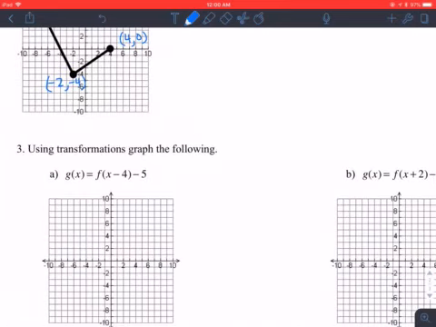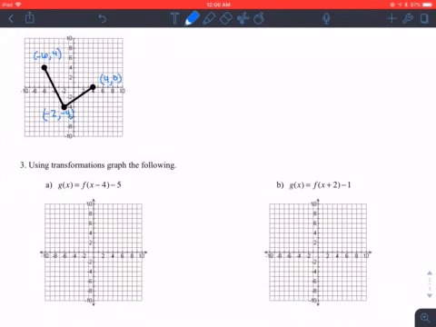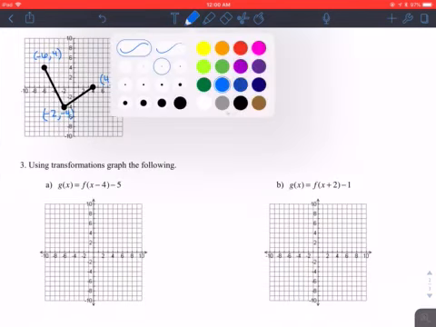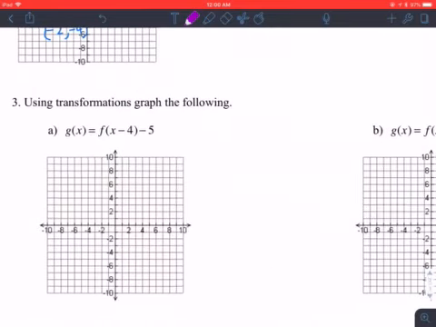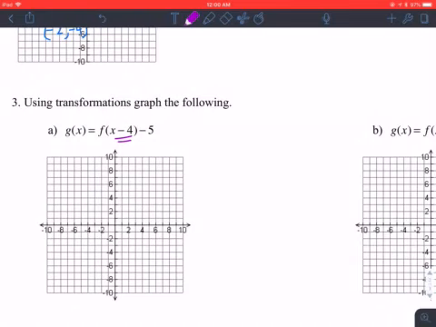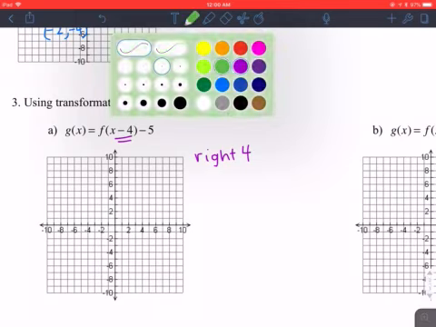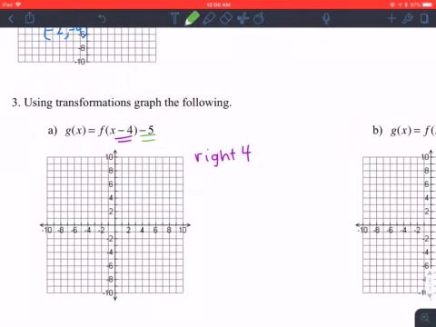So we're going to use transformations to graph the following. I'm going to start by stating what the transformations are that are occurring. And remember, the order is important. We're first going to do horizontal, and then we'll do vertical. So the x minus 4 inside the function tells me it's horizontal and it's inverse. So I'm going to shift right 4. And then the minus 5 is outside, so it's vertical. And it's going to be down 5.